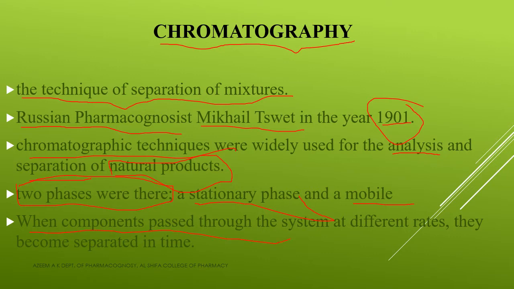So here, what does this system mean? It consists of both the mobile phase as well as the stationary phase. So here when the components present in plants or natural products are passed through these systems at different rates, then they become separated in time.